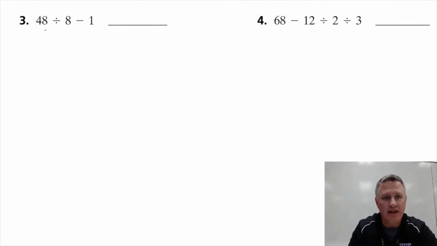All right, 48 divided by 8 or 8 minus 1. Well, 48 divided by 8 comes first. 6 times 8 is 48. That rhymes. That's how I remember it. And 6 minus 1 is 5. So 5 is your answer there.